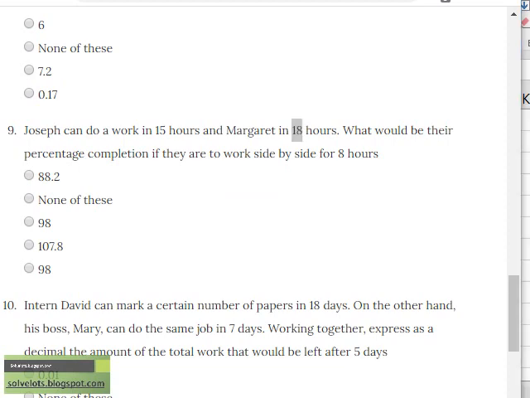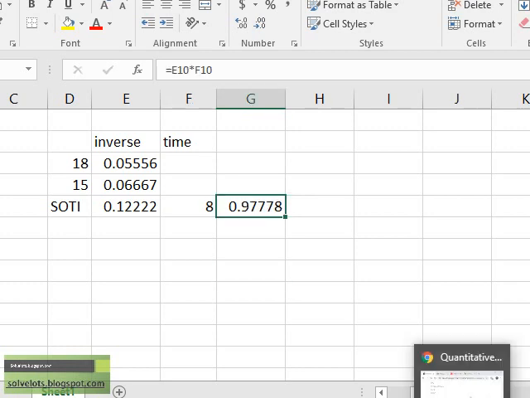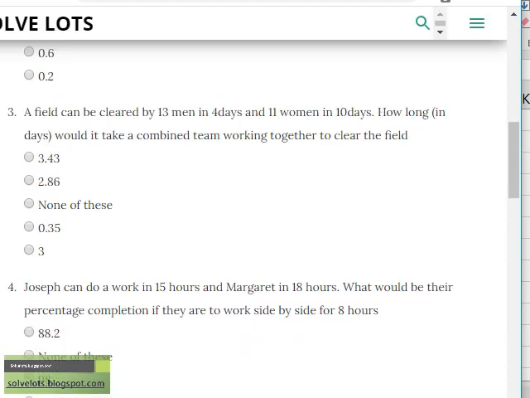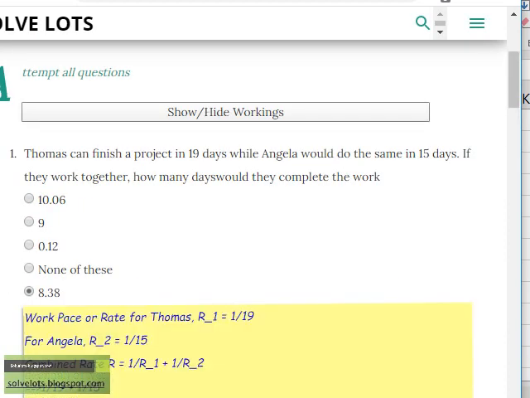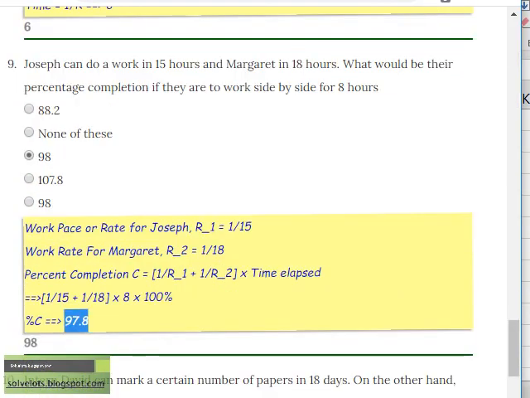Oh, sorry. After 8 hours, time is 8 hours. So that's 0.977. 0.98 is the answer. So percentage would be 98, multiplied by 100. So 98% is the answer. Let's check the answer here. So you see, it's 0.98 is the answer.